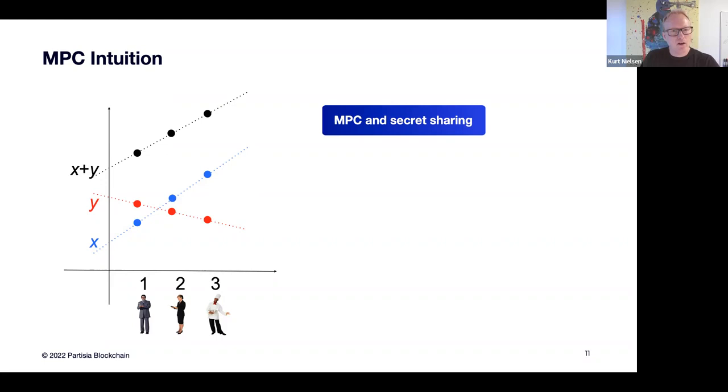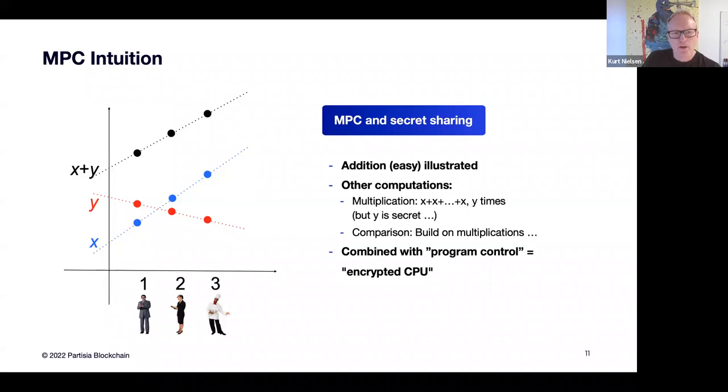And now with a controlled computation program, we can combine these dots and we have X plus Y. So here we added two secrets together without revealing anything about the input data. So that's an example of how MPC works in a distributed network, and how you can compute on secrets. And you can compute anything.